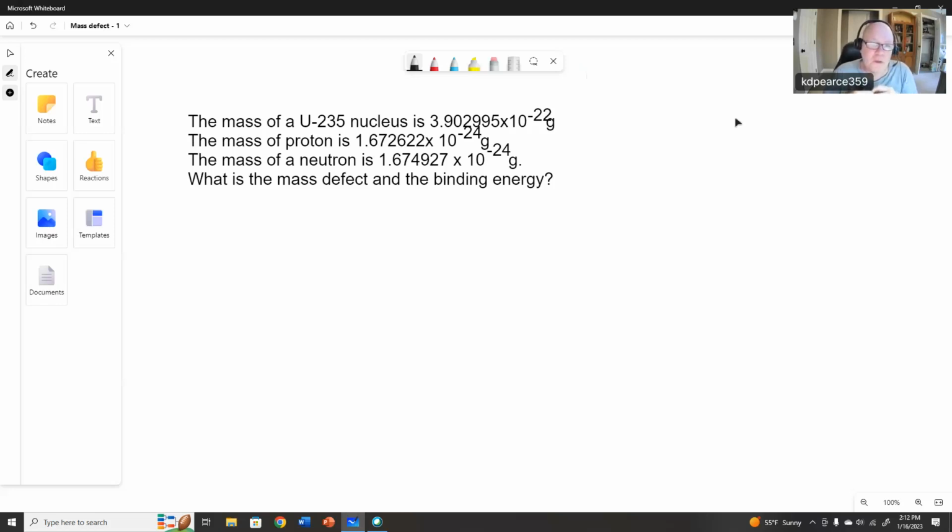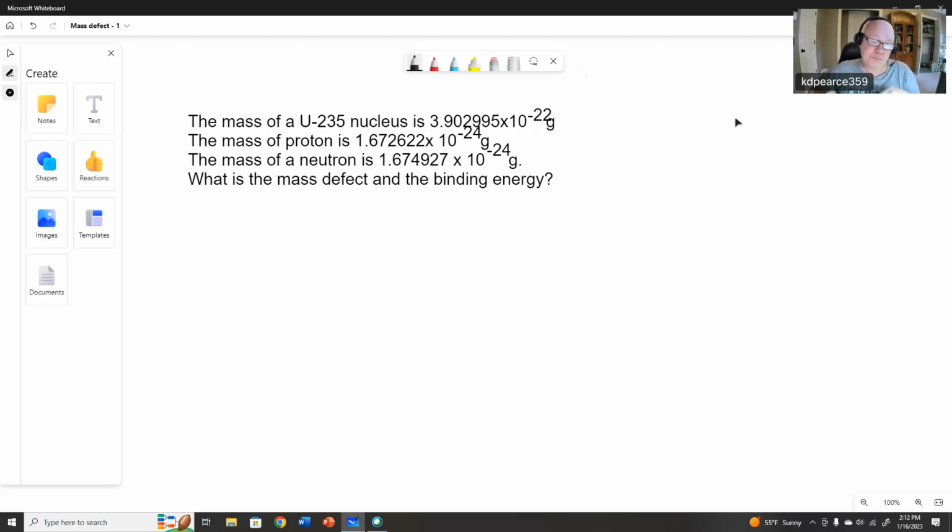Okay, and so we have to be able to calculate what that mass defect is. There are two ways of going about calculating mass defect. One is if you're given the grams, and the other one is if you're given what's called atomic mass units. So we're going to do it first if we have the grams.